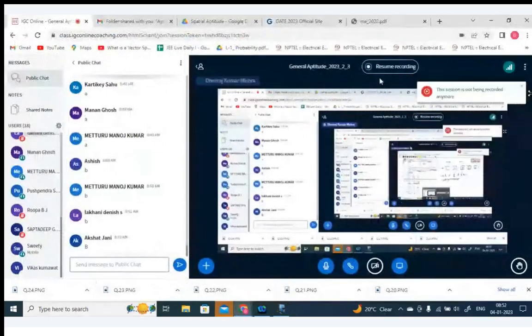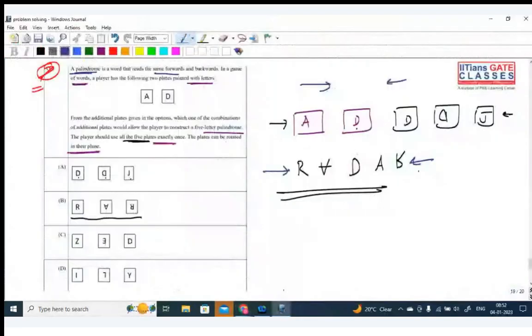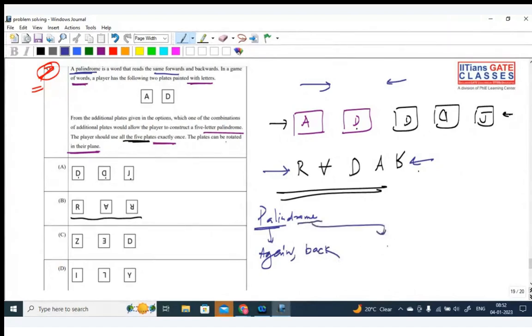So this kind of question you can solve. What is the meaning of palindrome? Palin basically means again, or you can say back, and drom basically means running. So if you read back and forth, you will get the same word, right?